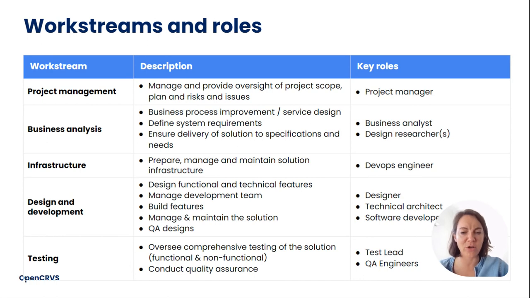A design and development workstream is required to design the functional and technical features that the business analyst and design researchers have identified. What is this going to look like in the UI or the UX of the solution? And how are we actually going to build that? The technical resources obviously are going to manage a development team, build features, and then after manage and maintain the solution. The designer will also be QAing the designs of this. So the key roles associated are a designer, a technical architect, and software developers.